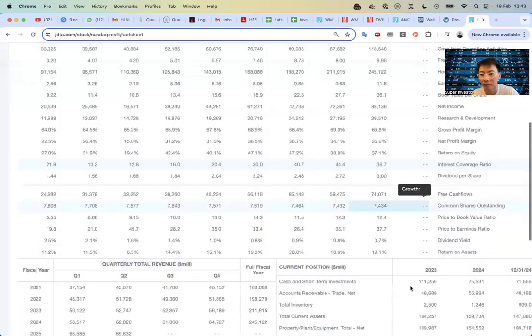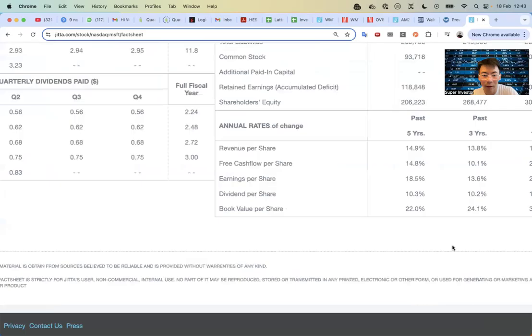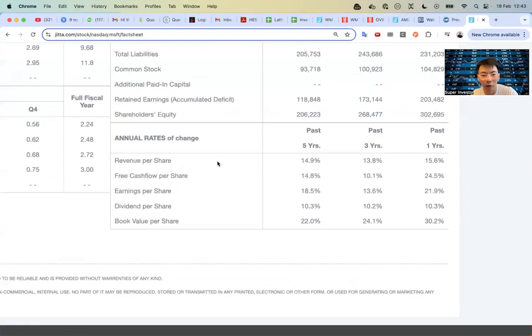Let's take a look. Actually, revenue growth and income growth is okay. So revenue growth, past 5 years, 3 years, 1 year. Can you see very consistent? I can expect my money to grow maybe probably at 15% if I invest in Microsoft at the right price. We'll talk about the right price soon. Earnings per share growth, 18%, 13%, 21%.